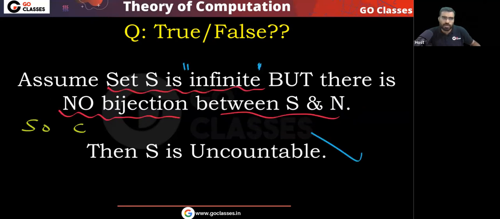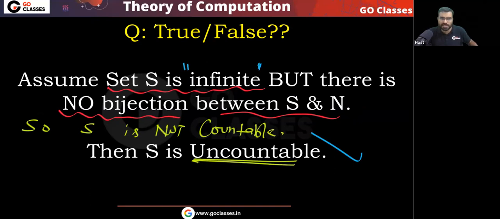So S is not countable, and not countable means uncountable. Not countable means S is uncountable. Okay, is this clear? Let me know. So this is the definition of an uncountable set. Please understand this definition, we will use it many times. Okay, this is the final definition.